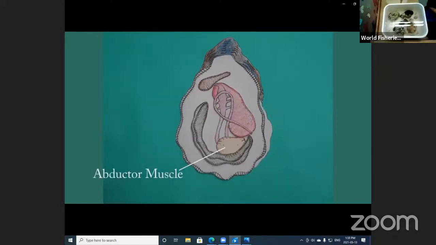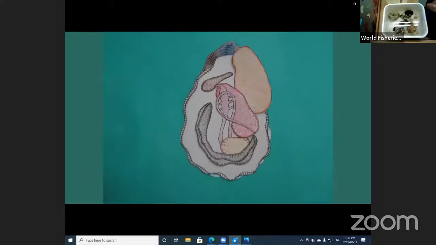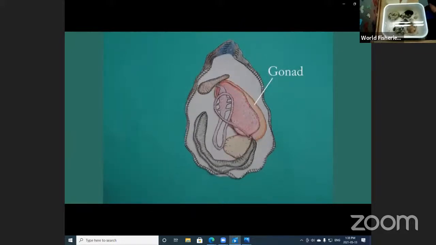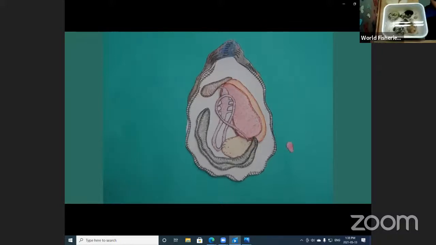Next, we have the abductor muscle. We have learned about this already. It's a strong muscle that keeps the two shells together. And very last, we have the gonad. So for Olympia oysters, they switch between sexes each spawning season, so they can both produce eggs and sperm. And the color of the gonad varies on the time of year. So it can range from gray to pink to even orange.